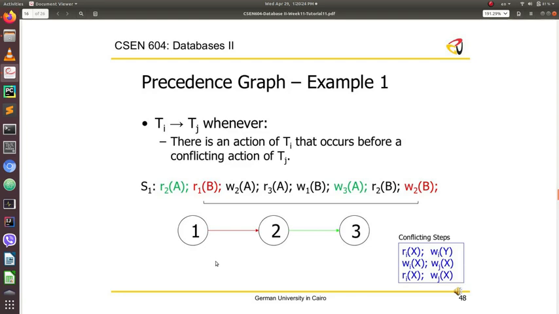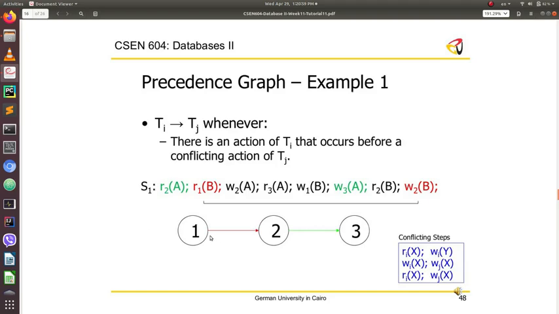3. So I will draw a node that represents transaction 2 and another node that represents transaction 3, and I will draw an edge starting from R2 going to R3. Okay, so after finishing constructing the graph, we will scan the graph for cycles. We want to know if a cycle exists or not.